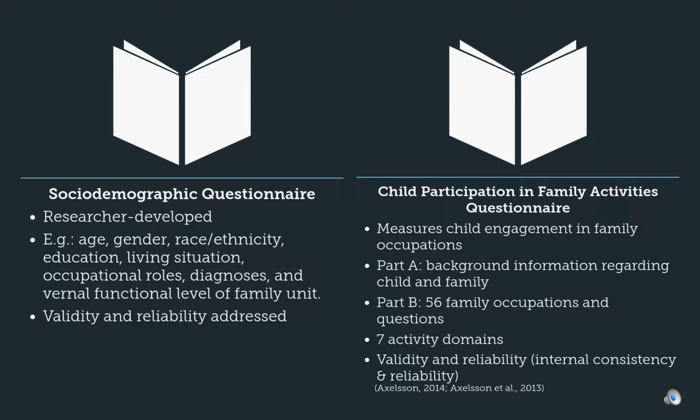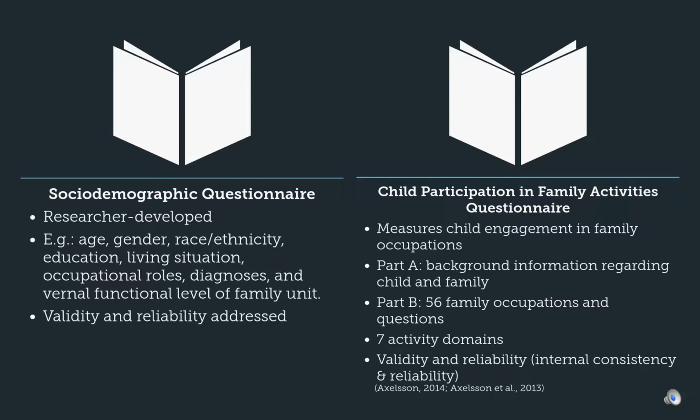The Child PFA was developed by Axelson and colleagues in 2013 due to a gap in instruments that have tried to capture information on the complexity and holistic nature of how the family unit explicitly engages in occupations together. The Child PFA was developed through a review of the literature, expert review, and pilot testing with families of children with and without disabilities. Its development was influenced by similar questionnaires, including the Children's Assessment of Participation and Enjoyment, the Personal Independence Profile, and the Family Inhabilitation Questionnaire.